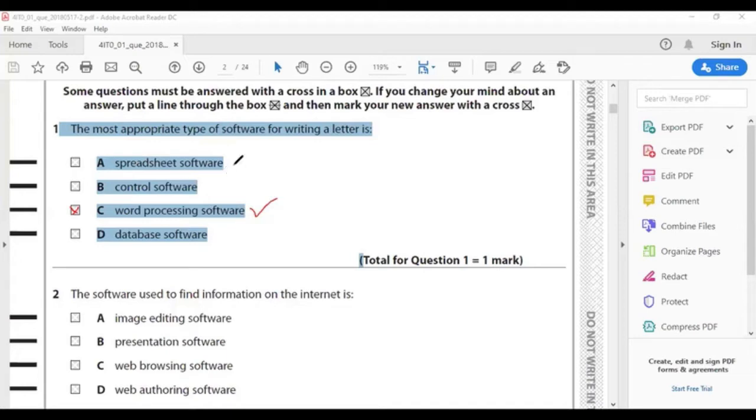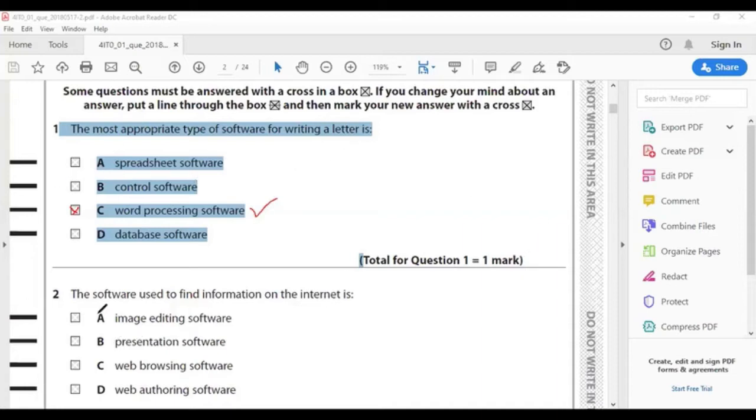Spreadsheet software is used for calculations, financials, maybe generating graphs or charts, a lot to do with numbers. Control software is used to control, basically switch different things on and off, like maybe raise a gate, close the door, or something like that. And obviously database software is used for storing lots and lots of data. So the best answer for this question, writing a letter, typing a letter, creating professional documents, is word processing software.